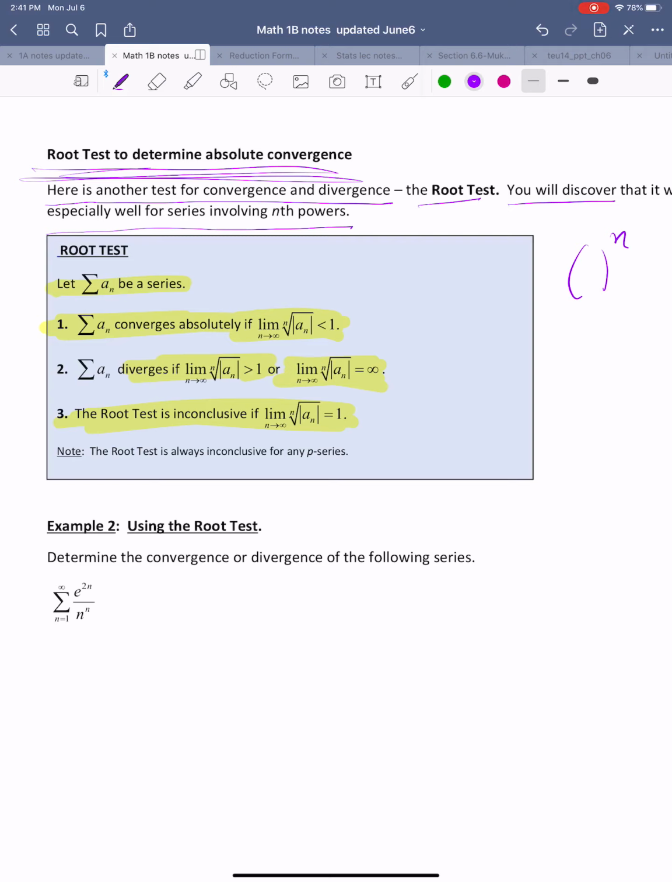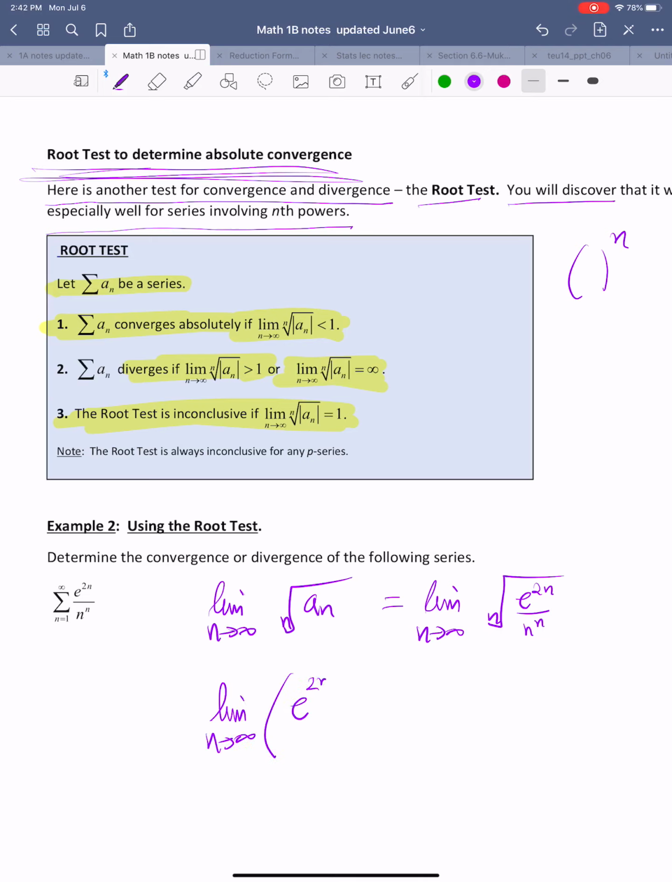There are 10 total tests to test the convergence and divergence of a series. Since we have a power of n, we are going to take the limit as n goes to infinity of the nth root of a_n, which is e to the power 2n over n, all to the power n. Instead of writing the nth root, I'm going to write it as the exponent, which is the same thing.